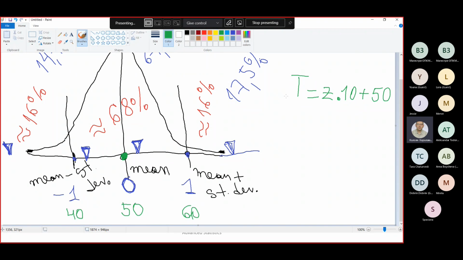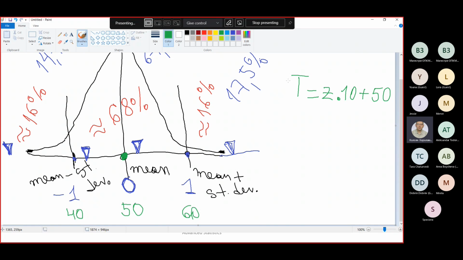So these T-scores are very similar, an external similarity. This similarity is external. They are not percentages, but they look like percentages.